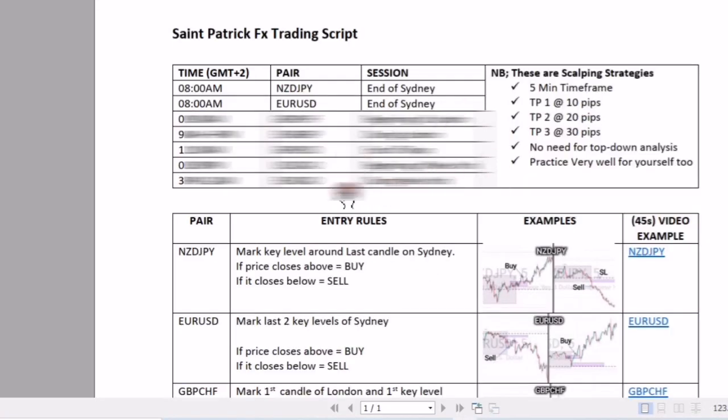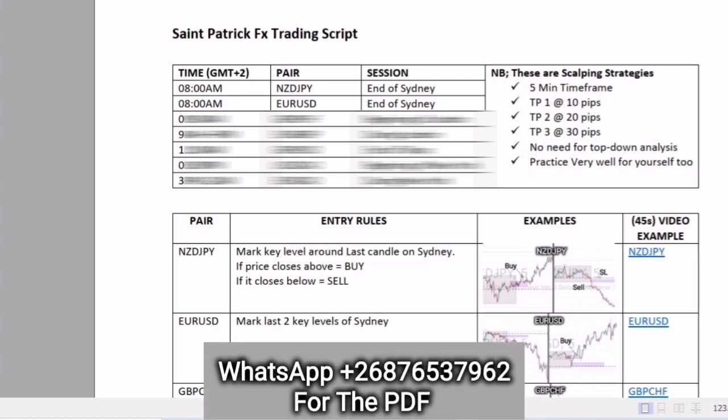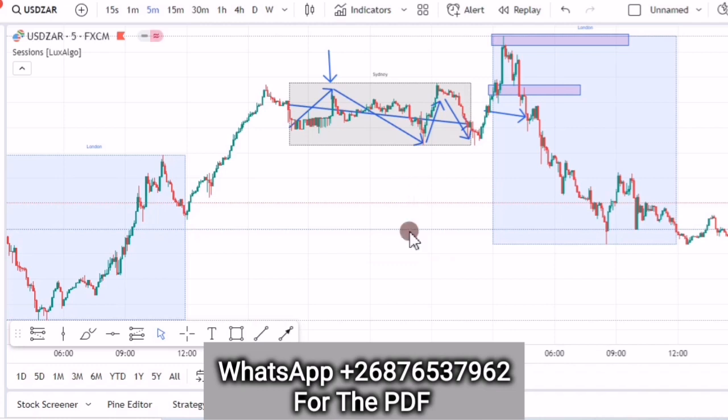This is the PDF that I use. It shows me the right time to look for a trade on any currency pair. So I have the time, and then I have the pair, I have the session, and the rules for every currency pair. For example, today we are looking at USD ZAR.